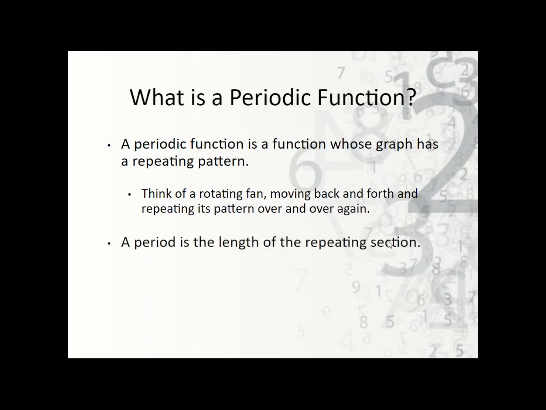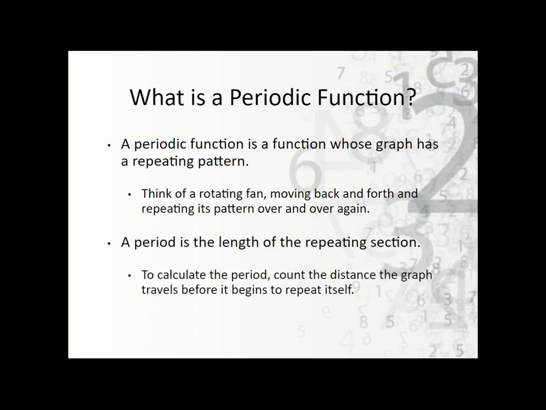A period is the length of the repeating section. So how long does it take for it to start back over again? To calculate the period, you're going to count the distance the graph travels before it begins to repeat itself. Whatever the pattern is, it goes up and then down and then starts over again, then up and then down and so on. So when does it get back to its original starting point?